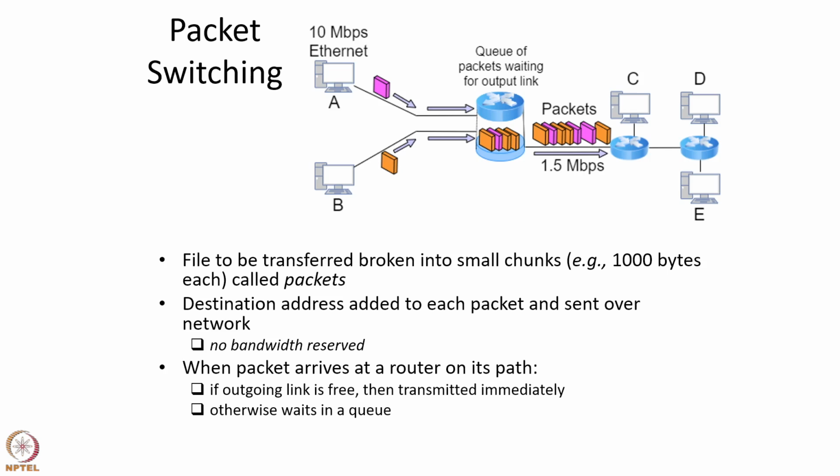When a packet arrives at the router on its path, so for example, consider a packet arriving from A to this router.